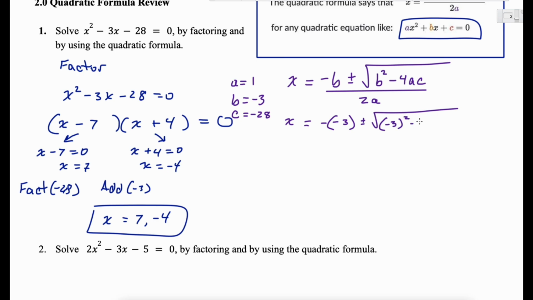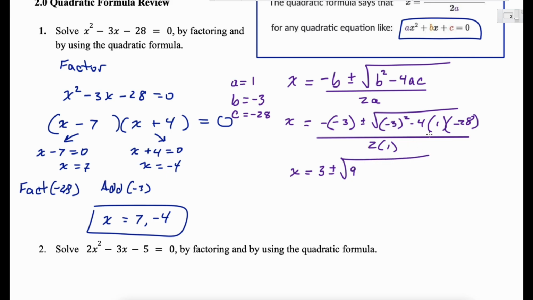Negative 3 squared minus 4 times 1 times negative 28, all over 2 times 1. Okay, we get the opposite of negative 3, which is 3, plus or minus. Negative 3 squared is a positive 9. Negative 4 times 1 times a negative 28. So a negative times a positive times a negative is going to be plus. This is 112, all over 2. Okay, so we get 3 plus or minus 9 plus 112, which is 121. The square root of 121 is 11.